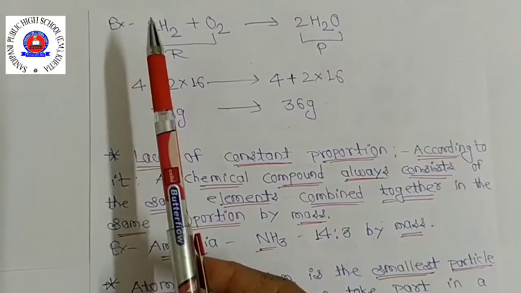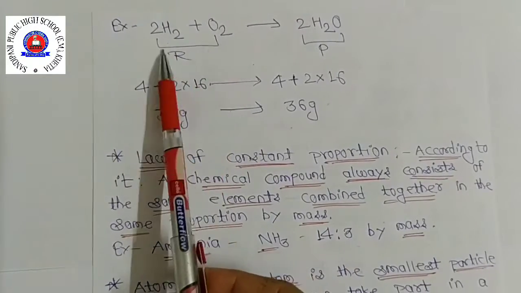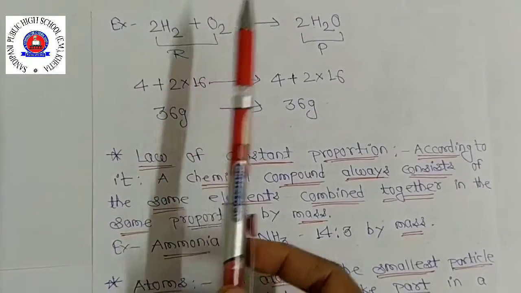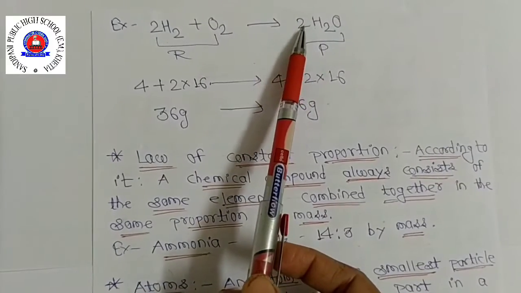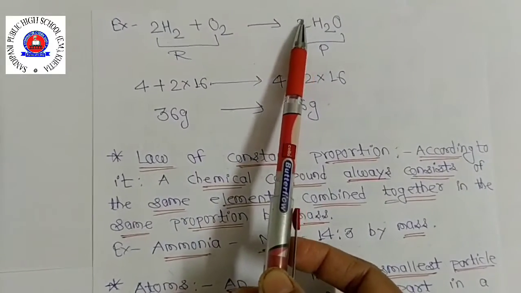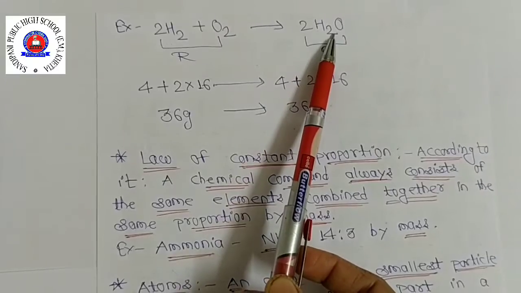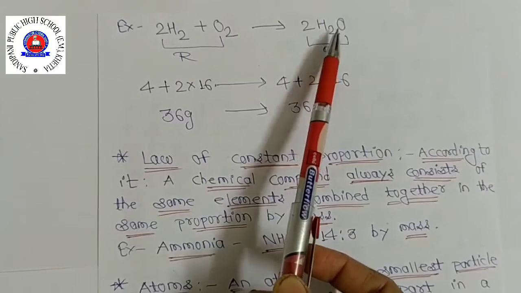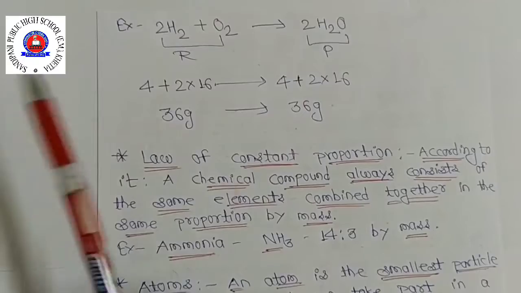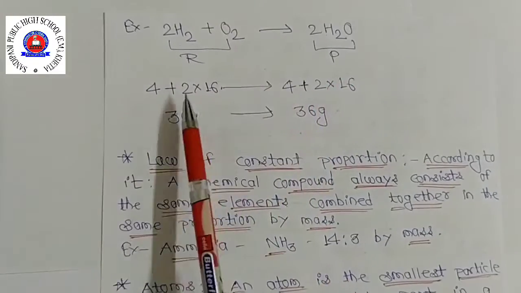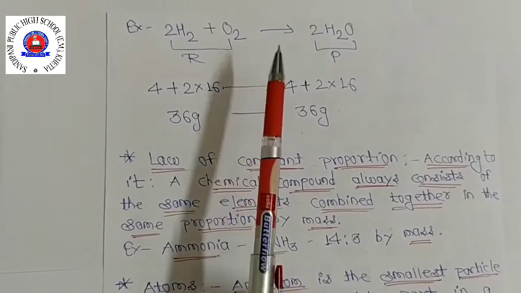Clear this one? When hydrogen and oxygen, means these two atoms, react together and form water, okay, this 2 is indicating the molecule and this 2 indicating the atoms. Okay, so 2 molecules of water are formed. So how the mass is obtained, that you will study in detail further.